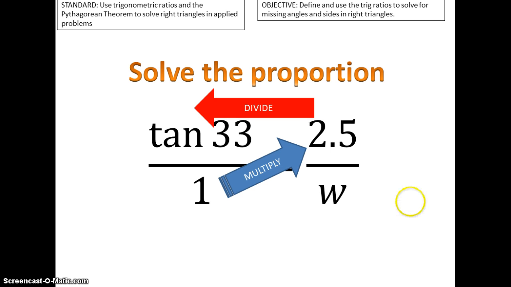That's how you solve a proportion, or at least one way anyway. You're probably wondering, though, what am I going to do with this business here, the tangent of 33? How do I do that?